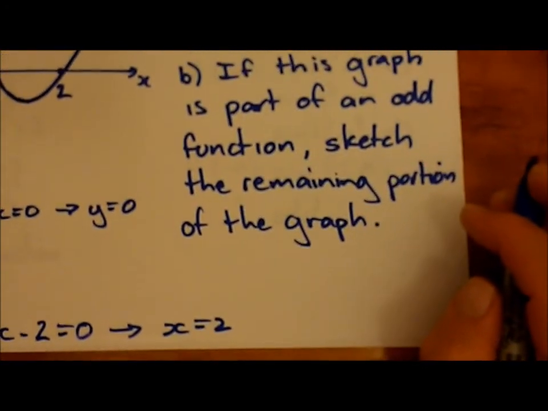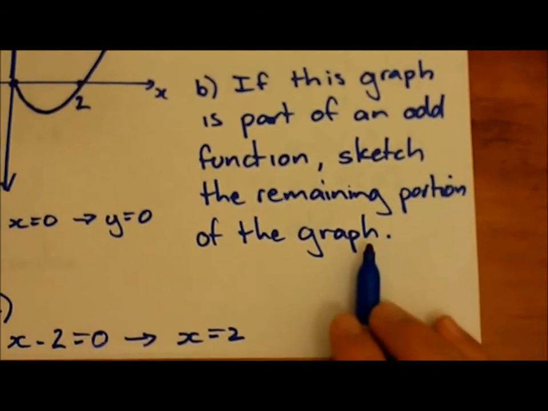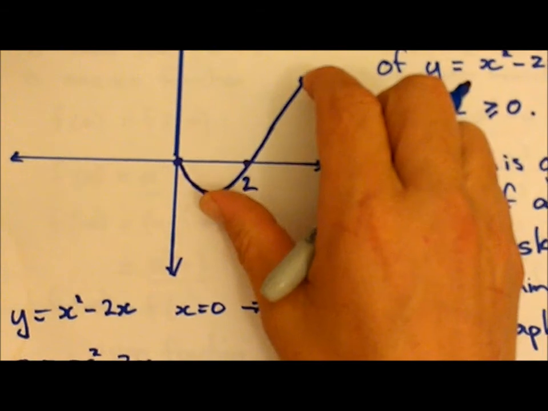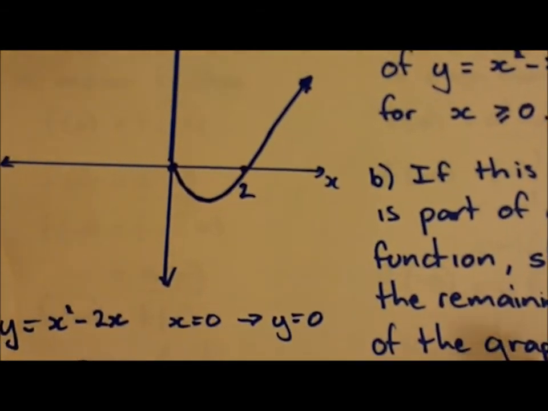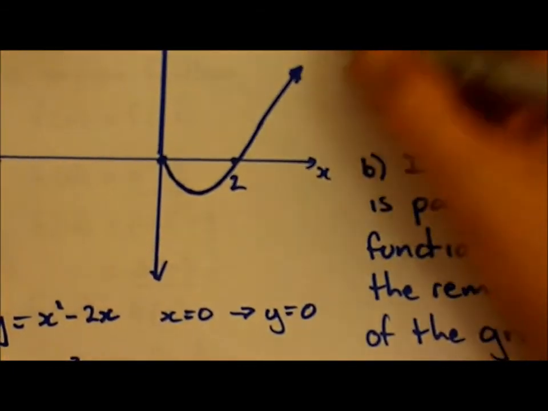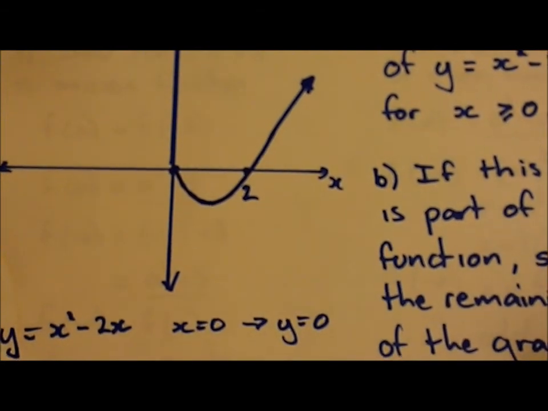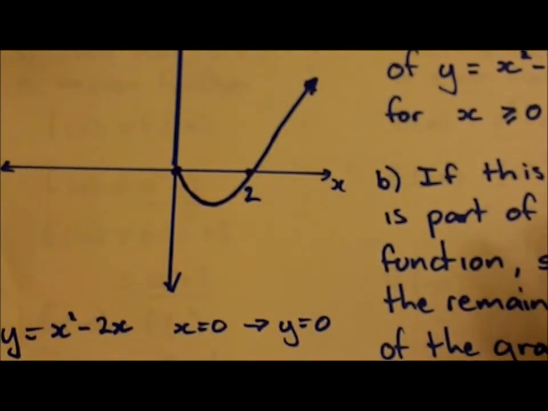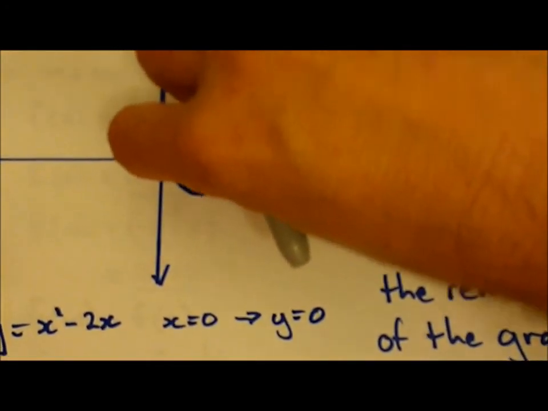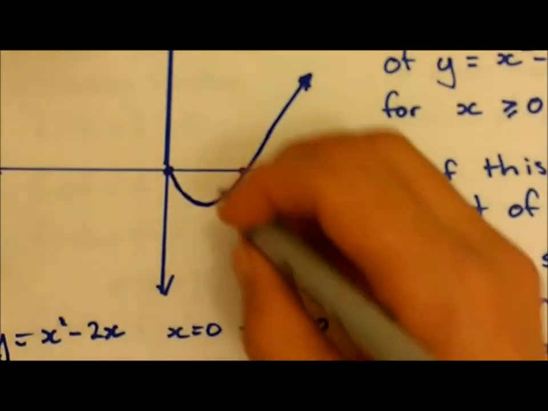Now, the next part, if this graph is part of an odd function, sketch the remaining portion of the graph. So what it's saying is that if what I've sketched so far forms part of an odd function, sketch what the other half of the graph would look like. I know this graph's going to continue up here. What's going to happen down here? What we just said about odd functions was that they have this point symmetry about the origin. So what I'd be looking to do is I'd look to take this graph and rotate it about the origin. If I rotate this graph about the origin, I'm going to get the other section.